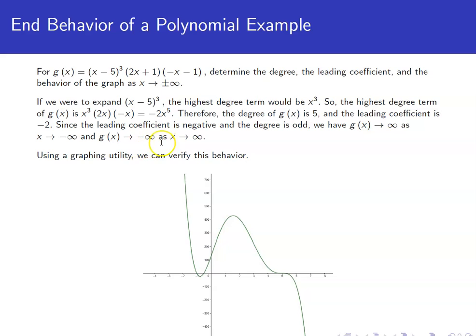And as x goes to positive infinity, g of x goes to negative infinity. So again, as we get larger positive x values, we get larger negative y values.